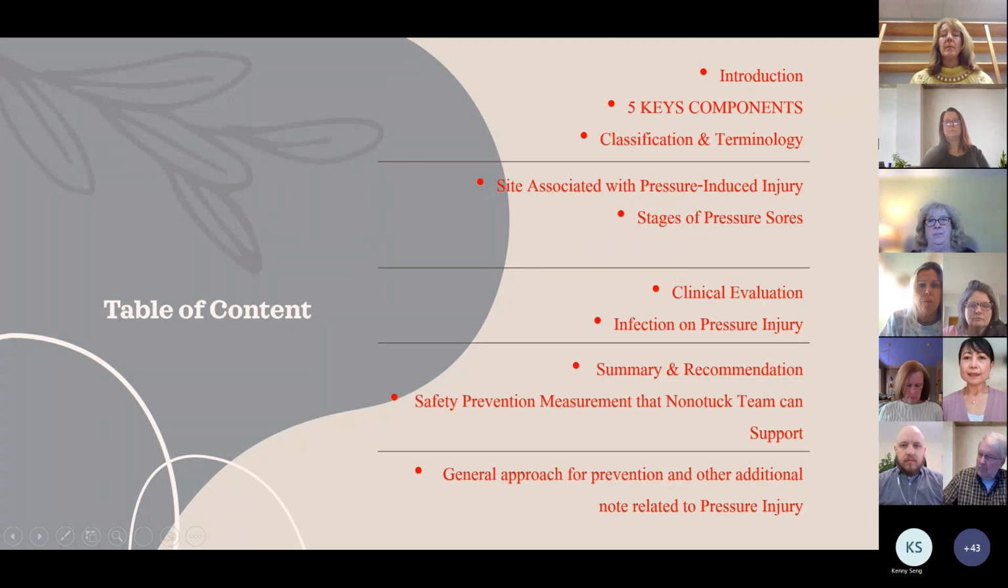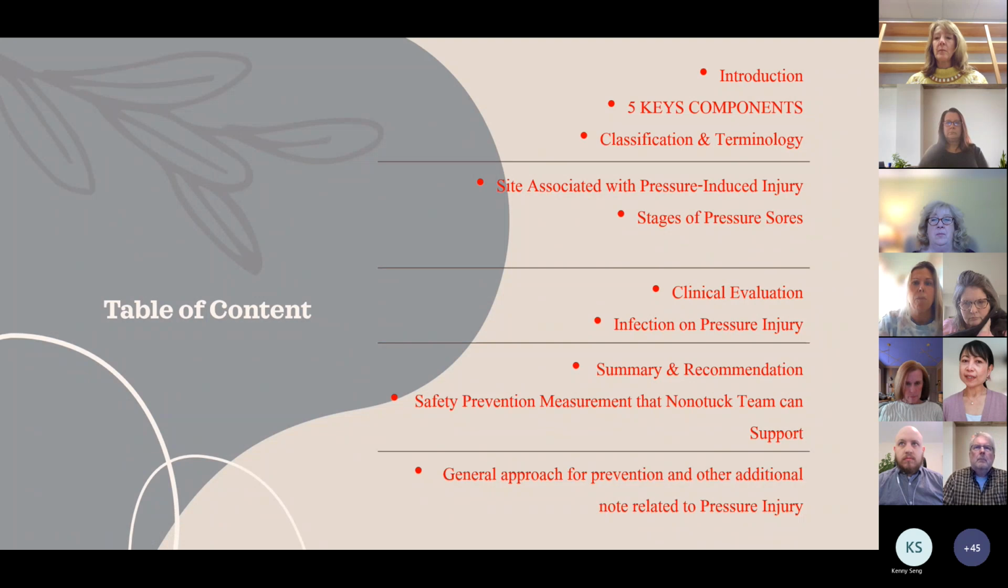The table of contents. We will discuss or share this information. Of course, introduction will be there, 5 key components, classification and terminology, sites associated with pressure-induced injury, stages of the pressure source, clinical evaluation, infection on pressure injury, summary and recommendation, safety prevention measurement that Nonotuck team can support, general approach for prevention, and other additional notes related to pressure injury.